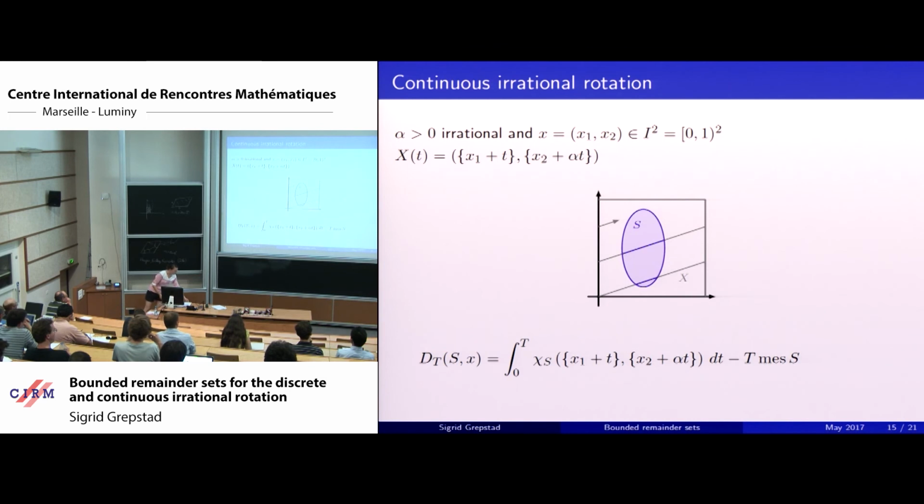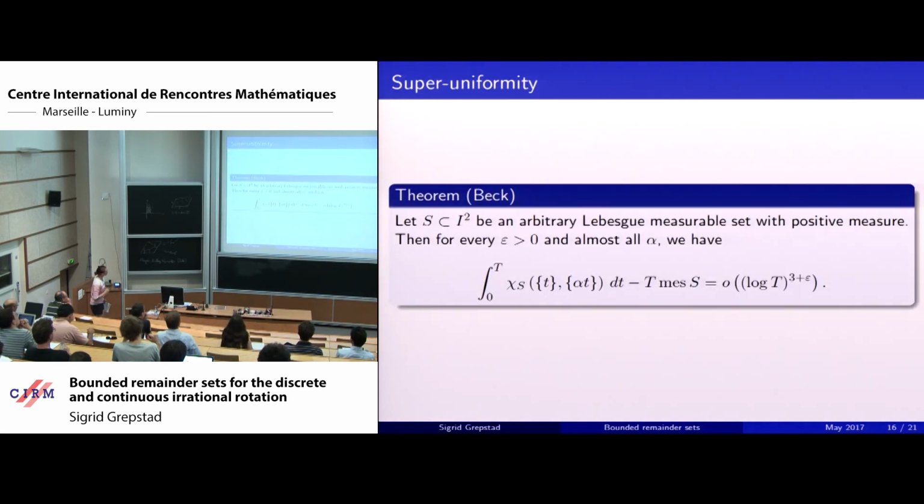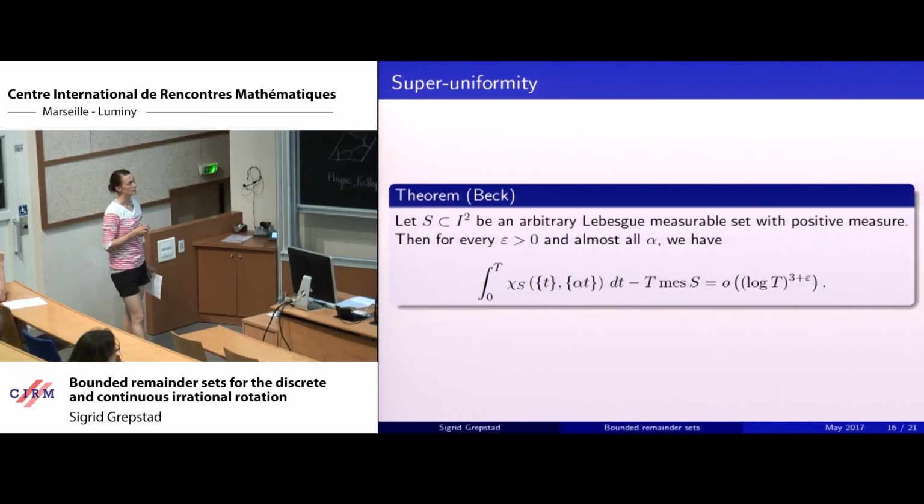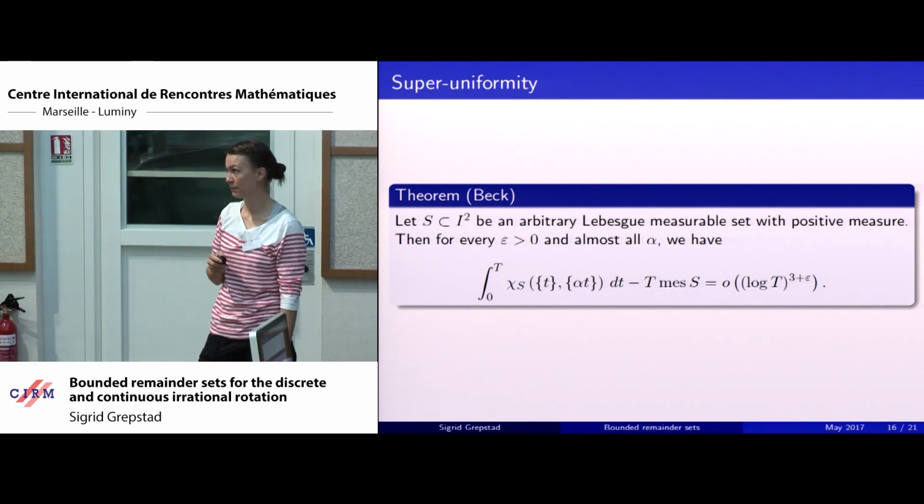I want to start off by mentioning a result by Joseph Beck, which I find quite interesting, which says the following. Suppose in the unit square you have any set S, which is an arbitrary Lebesgue measurable set with positive measure. Then for every epsilon and almost all alpha, we necessarily have that this difference is little o of log to the power 3 plus epsilon of t.